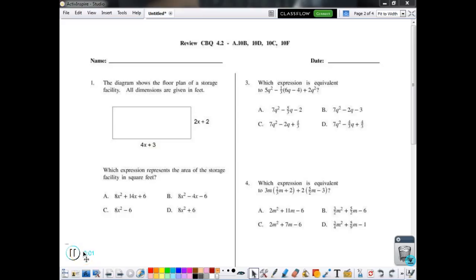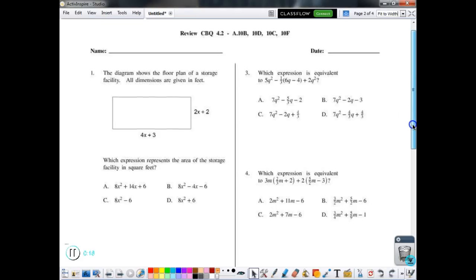Alright, so I'm going to go over your CBQ 4.2 review. There's an assignment for you to submit your answers at the end in the same folder. You're just going to fill in the blank with your answer choices. So you're going to either put A, B, C, or D.